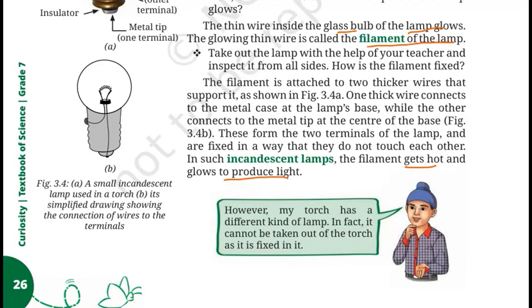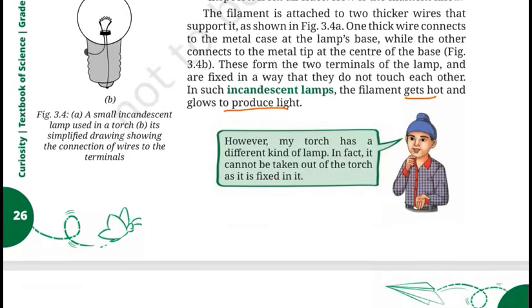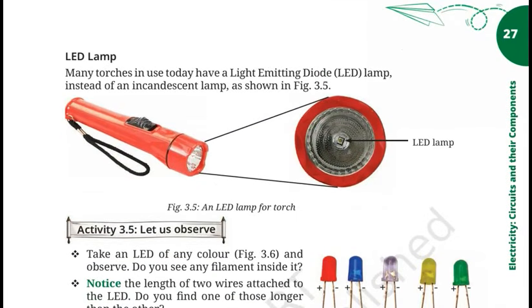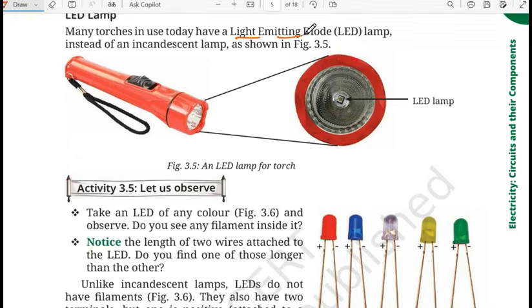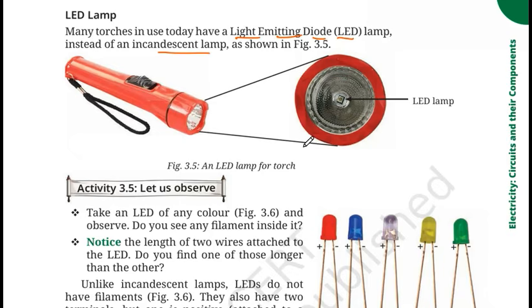Now, if your torch has a different kind of lamp, then it cannot be taken out of the torch as it is fixed in it, because nowadays we use LEDs. Yes, so here we have the LED lamp. An LED lamp you cannot take out because it is fixed. The full form of LED is light emitting diode. L for light, E for emitting, and D for diode. So instead of an incandescent lamp, in this figure we have an LED lamp for the torch.